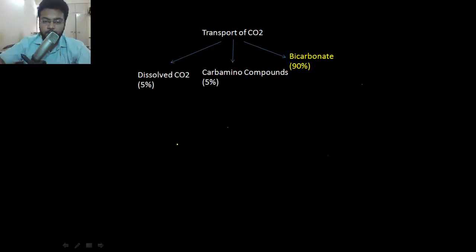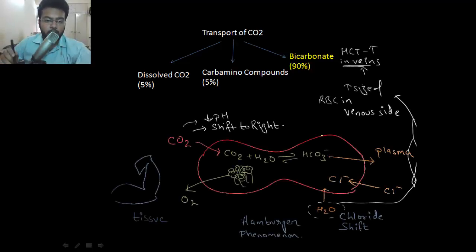Let's see how. We are in the venous system where the tissues are utilizing oxygen and sending out carbon dioxide. Due to this carbon dioxide in the venous system, the pH decreases and the oxygen dissociation curve shifts to the right, and hence affinity for oxygen decreases and hemoglobin releases oxygen which can be utilized by the tissue.